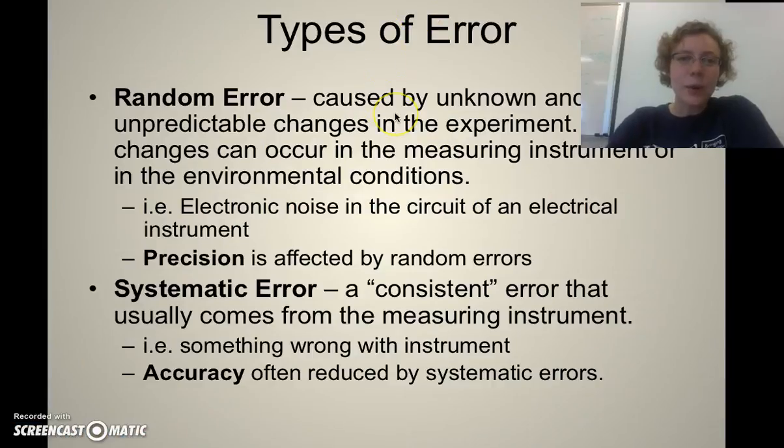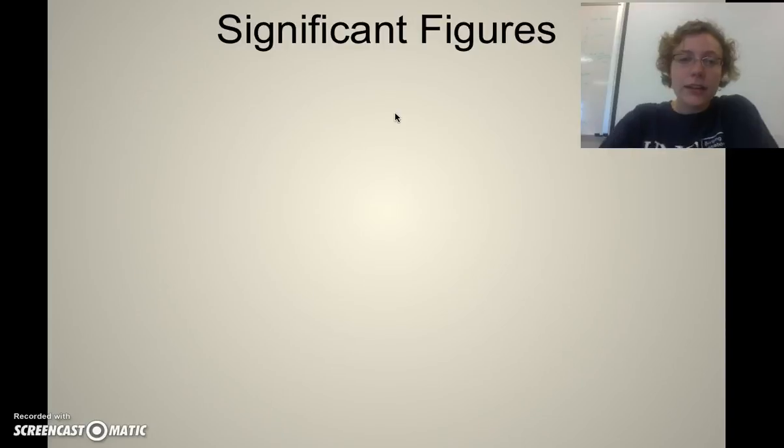Hello again. So this is part 2 of section 1.5, talking about uncertainty. We just wrapped up doing types of error, random and systematic error. Next is significant figures. So again, this is part 2 of section 1.5.